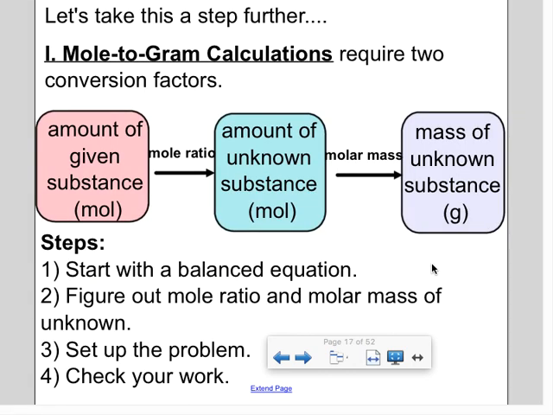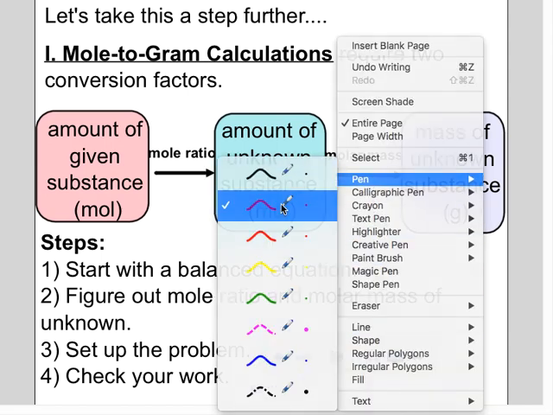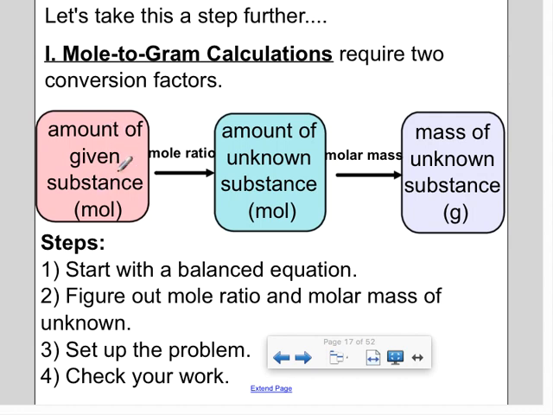But we're going to take this a step further. We're going to go from moles to grams. So instead of 1 conversion factor, we're going to need 2. A lot of times you're going to be given a substance in moles, and then they want to know the mass of the unknown substance. Your 2 conversions are going to be the mole ratio, because you're in moles: to get from moles of one substance to moles of another substance, the only way you can do that is with the mole ratio. And then the second conversion is, well, they want to know mass, so you have to figure out the molar mass of your unknown substance.